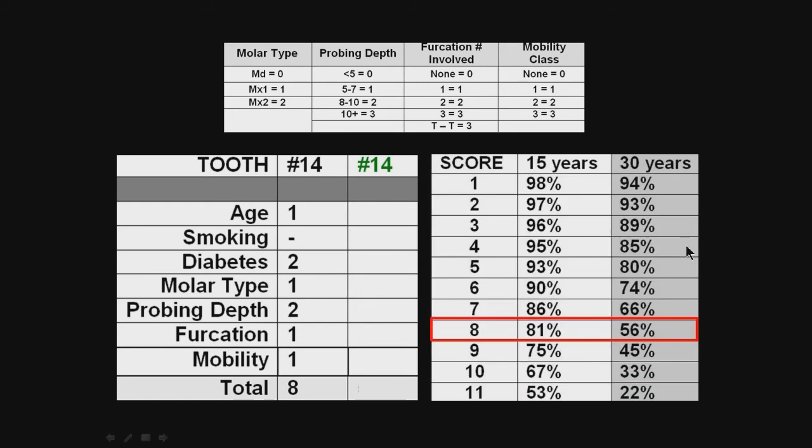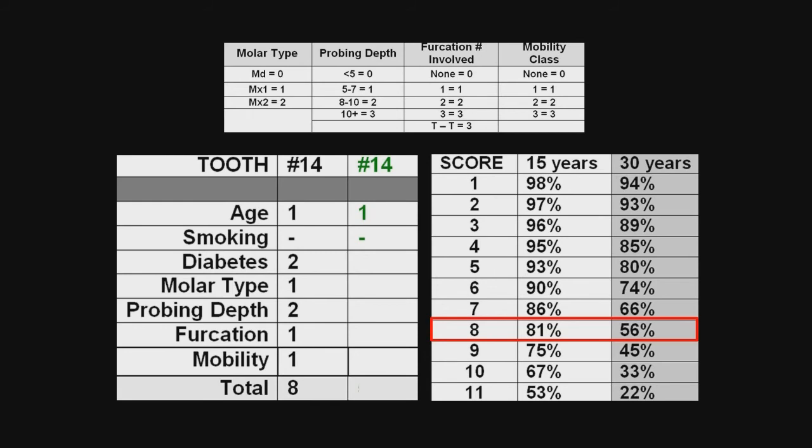When we look over here, the patient has an 81% chance of keeping the teeth for 15 years. So I think convincing this patient to have surgery to get pocket elimination is going to be a tough sale. But I think we can give him a target, and let's see what we can accomplish with non-surgical treatment. Age is going to remain the same.